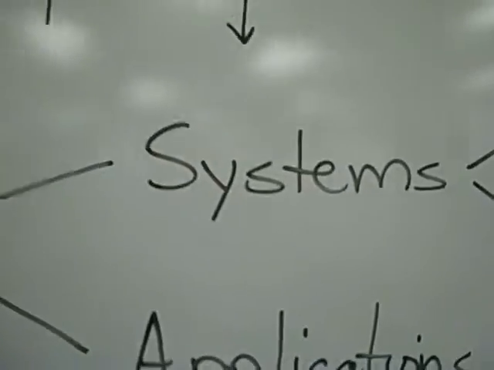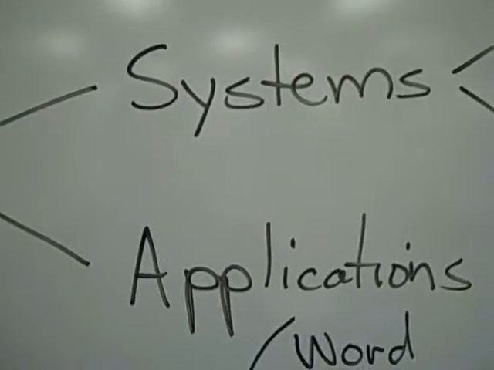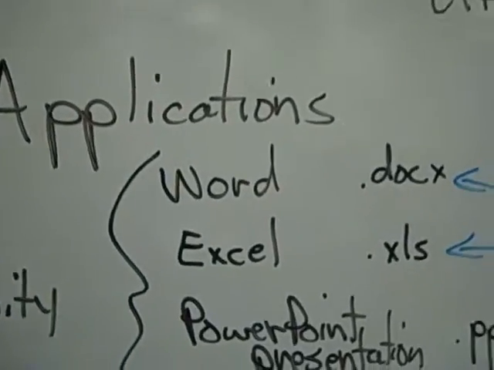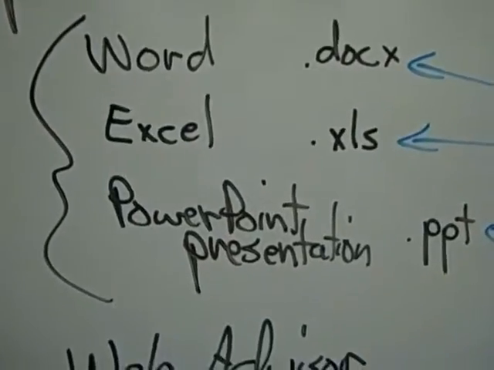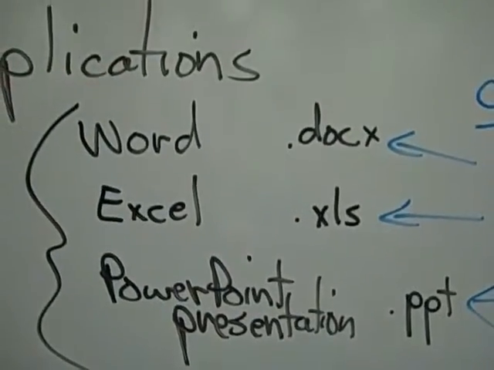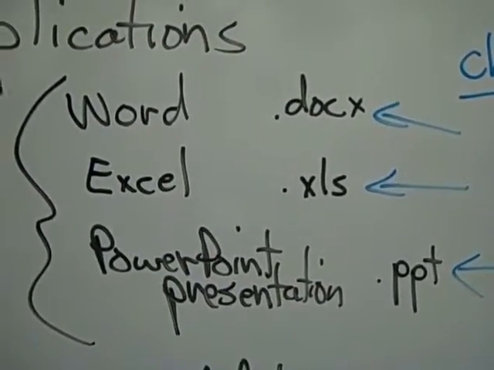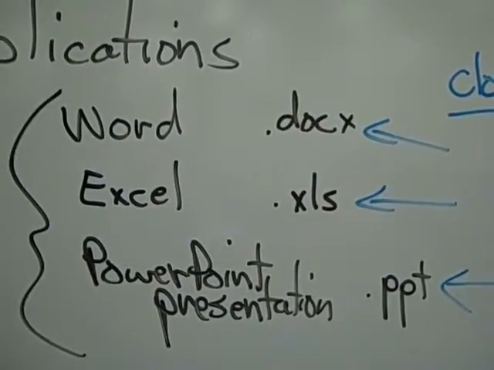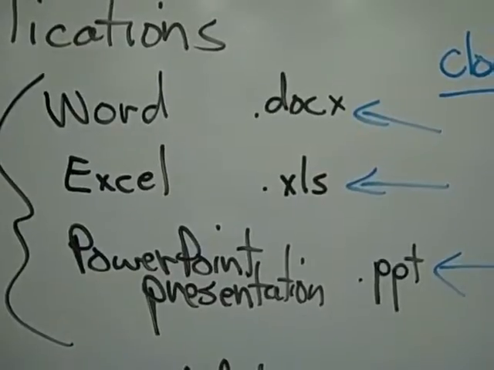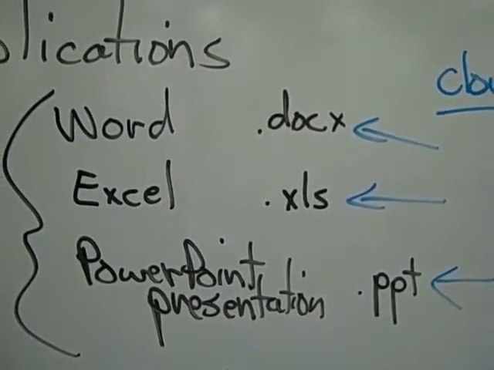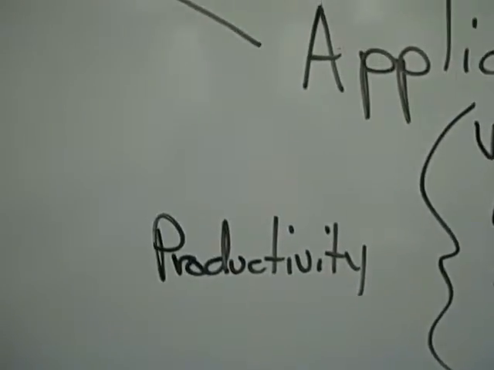Software, we reviewed the two major ones, system and applications, and then we talked about this whole world of all the different applications, and we just did a couple examples here. We talked about Word, Excel, and PowerPoint, the extensions, DOC, XLS, PPT, and so forth to identify the software. This is typically referred to as productivity software.